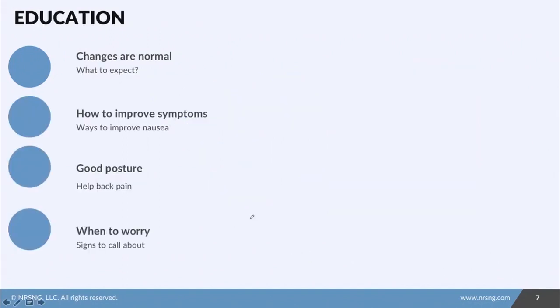It's important for education that they know that these are all normal changes, okay? They know lots of changes are going to happen. People don't really talk about that as much. You just talk about having the baby, so they don't know what to expect. So make sure they know what to expect, and then what they can do to improve their symptoms, like improving the nausea with small, frequent meals.